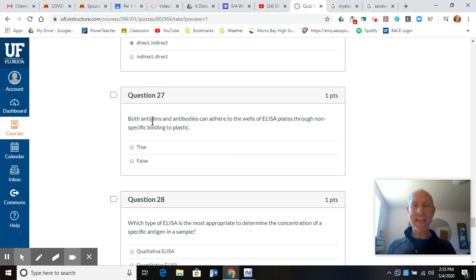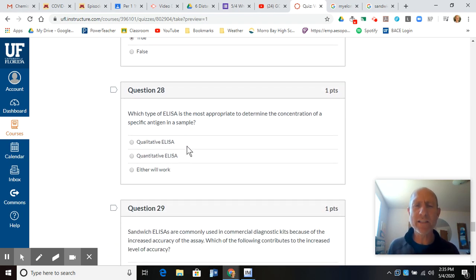Both antigens and antibodies can adhere, that means stick, to the wells of ELISA plates. That's the little test tubes I talked about in that video on how COVID-19 ELISA testing is done, which you should watch again, through non-specific binding to plastic. So it's saying, can random proteins stick to the plastic? Yes, they can.